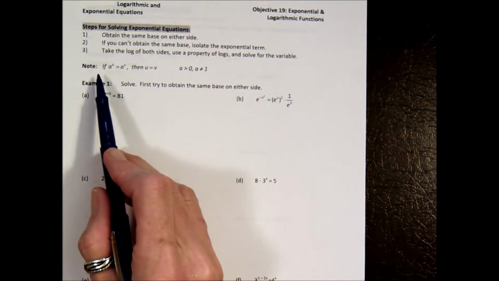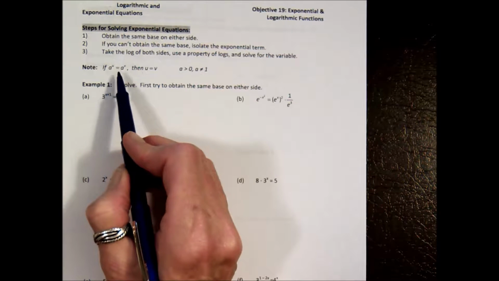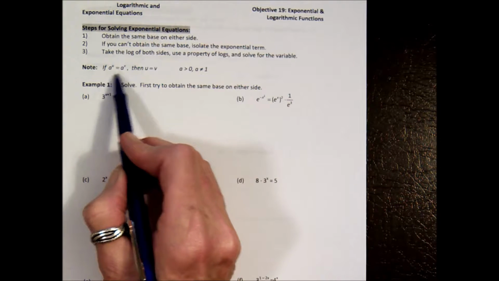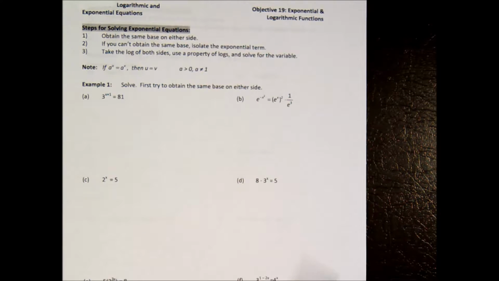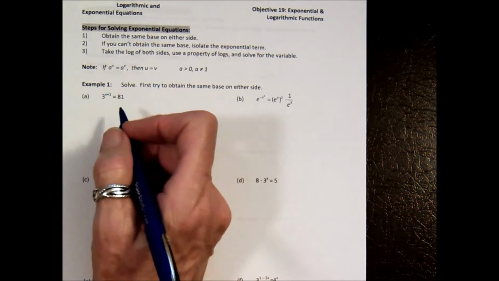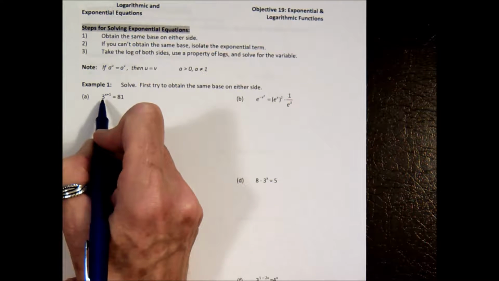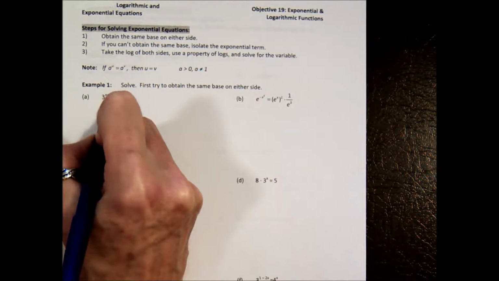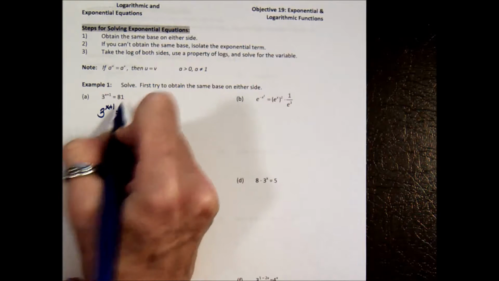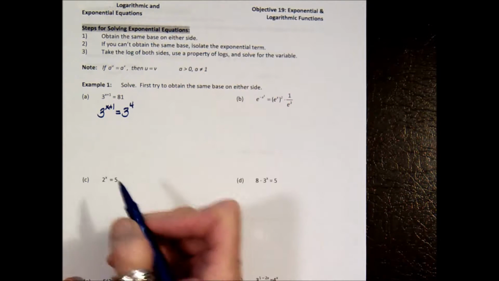So let's look at this general rule again. Remember that if a to the u equals a to the v, in other words, the bases are the same, then the exponents have to be the same. That's just common sense. So if I can take the 81 and make it a base of 3, in other words, if it's a power of 3, then this will be easy to do. So I'm going to say 3 to the x plus 1 equals, and I can do that. 81 is the 4th power of 3.